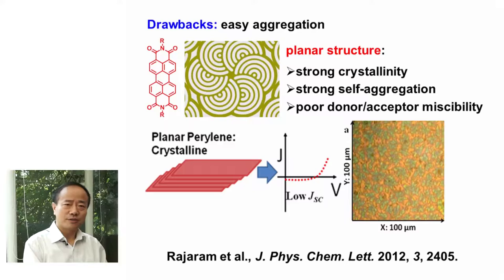So what's happening? When we took a look at the molecules, these molecules have a very planar structure and a very strong crystallinity, easy to self-aggregate, and have poor donor-acceptor miscibility. So the JSC and efficiency of the device are very low.